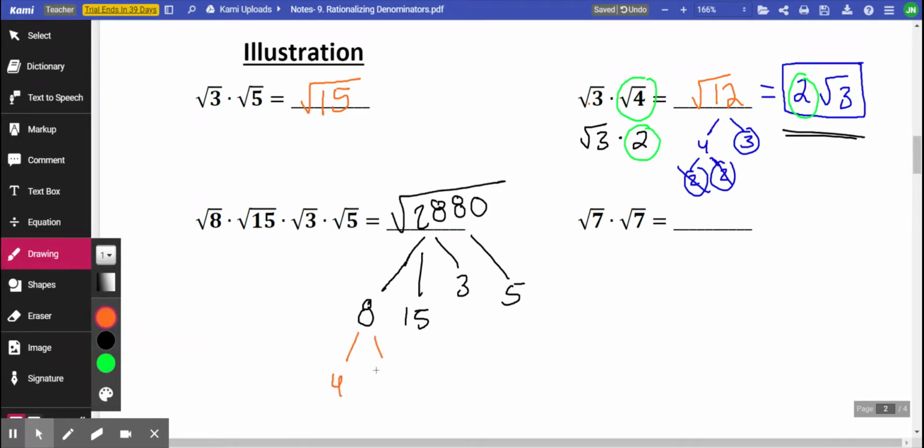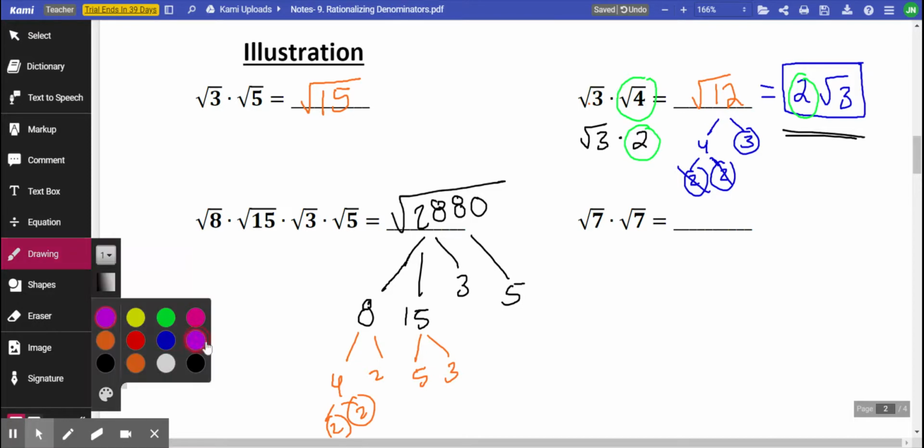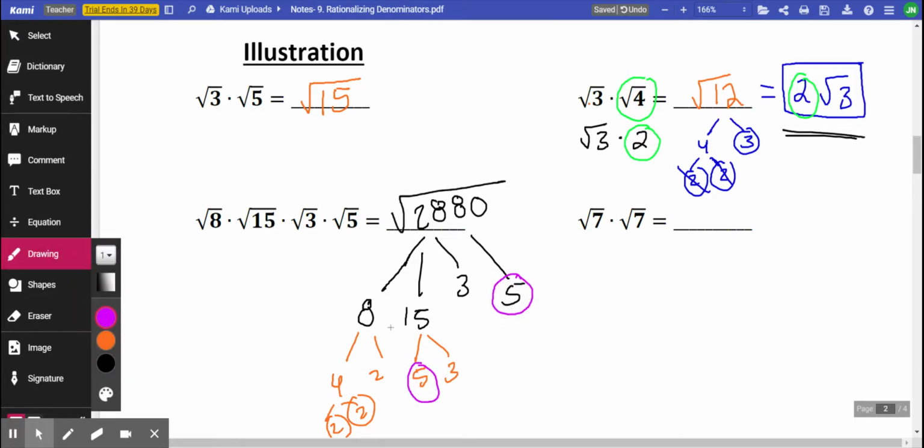So 8 can be broken down as 4 times 2. 4 can be broken down as 2 times 2. So for sure, we can take at least the 2 out. 15 can be broken down as 5 times 3. And then, as you can see, for the simplification, we have a pair of 5s, a pair of 2s, and also a pair of 3s from these circles. So we could take a bunch of this stuff out. When we do the factor tree, for every 2 numbers that we have, we take one on the outside.